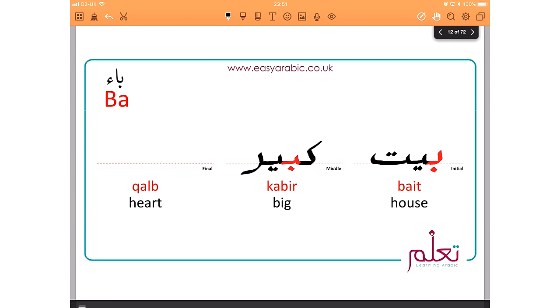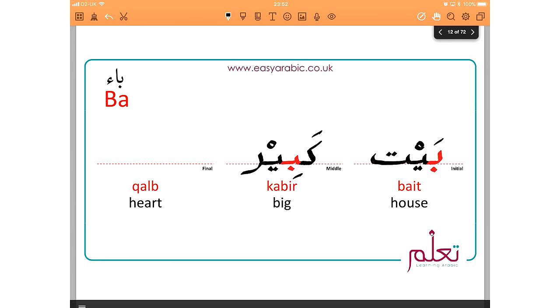We'll show you how to do that. In fact, I could actually do these now. So if I do the bait, it'll be the fatha there, the sukun there, and bait. This one will be kaf with the kabir, and sukun there, kabir. The last one, we have the ba at the end, which is the qalb, which is heart.